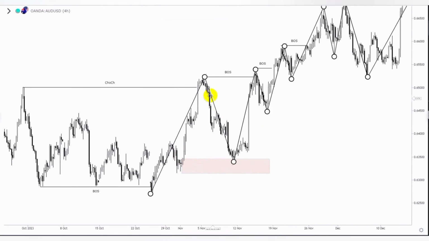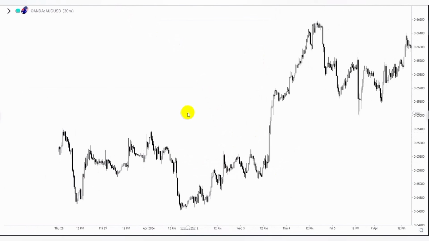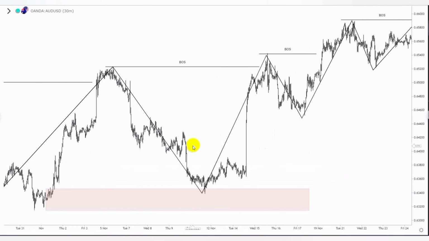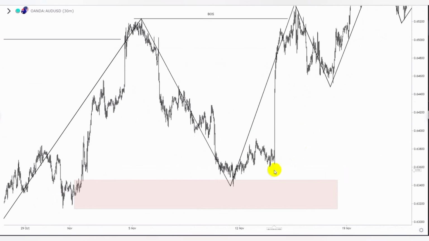So you can see this is what price returned to mitigate before pushing to the upside. So let's go back to the 30 minutes so that you can see that level. So now you can see it from the 30-minute time frame.